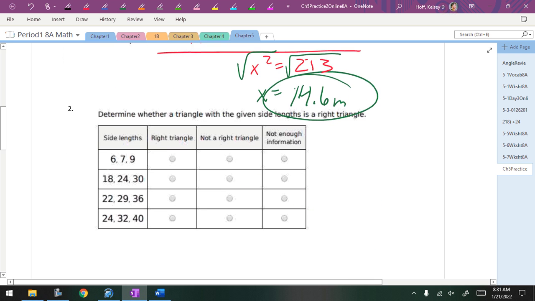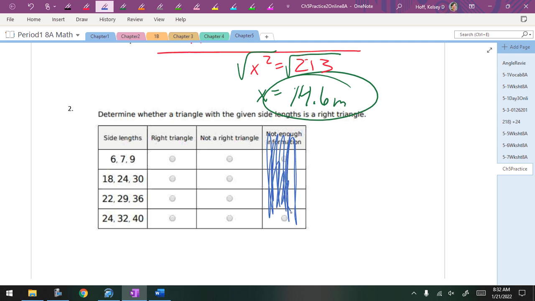The next one says, determine whether or not the given side length is a right triangle. This one, they're saying you have sides 6, 7, and 9. Is it a right triangle, not a right triangle, or not enough information? Miss Hoff's going to give you a hint. Never select not enough information. They're trying to trick you.